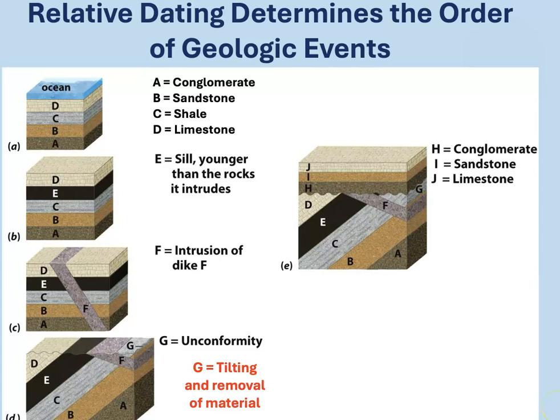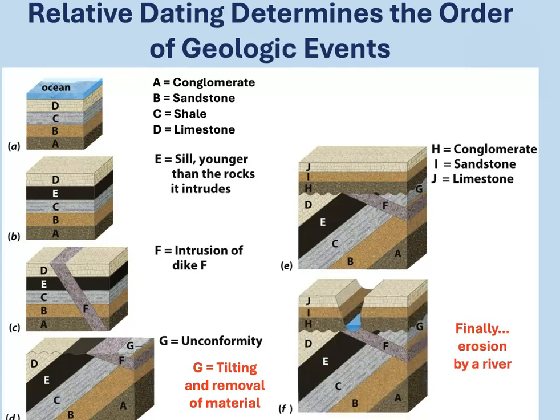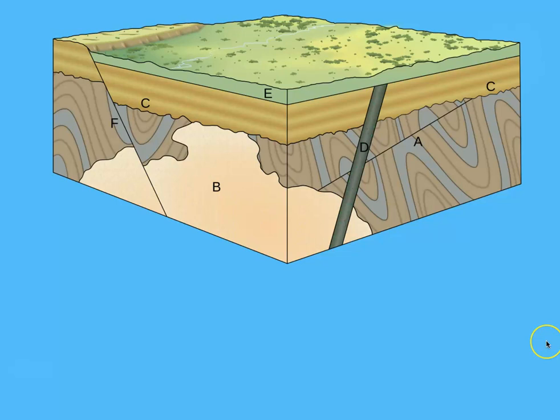Sometime later, we had the deposition of the last 3 units, H, a conglomerate, I, a sandstone, and J, a limestone, being the youngest unit. Again, these are showing the principles of original horizontality, lateral continuity, and superposition. As shown here, a river comes through and eventually erodes enough so that we can see some of these units. As you can see, if you don't know what's going on at depth, it's difficult to put together the entire story. So let's look at the example we started with.